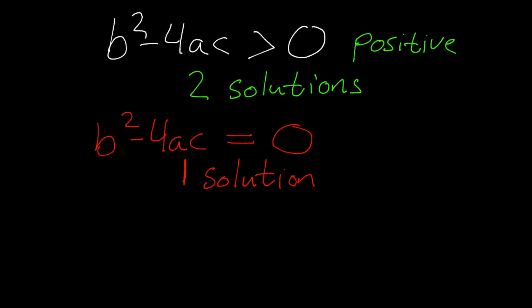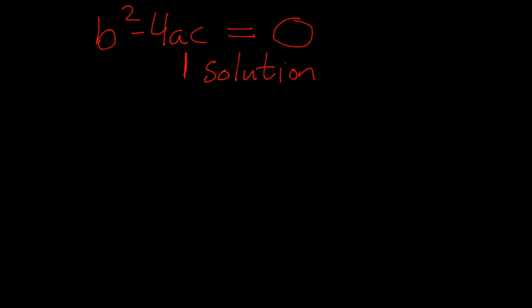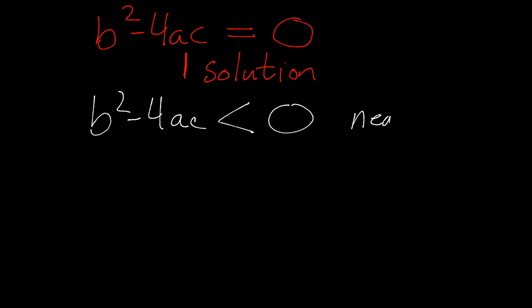So if we're greater than 0, a positive number, two solutions. Equal to 0, one solution. You can probably guess what the next one is going to be. If we have b squared minus 4ac and it is less than 0, we have a negative number.